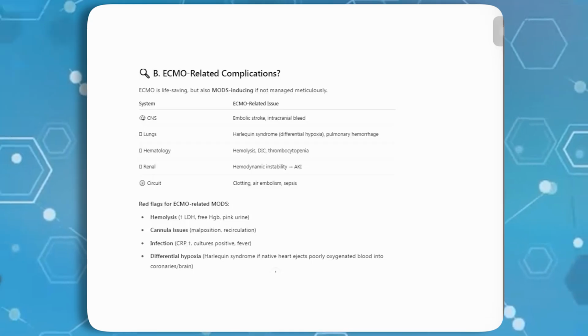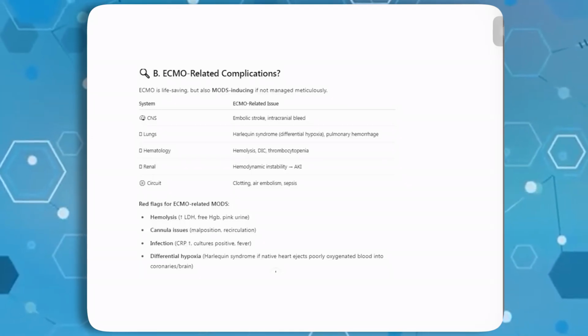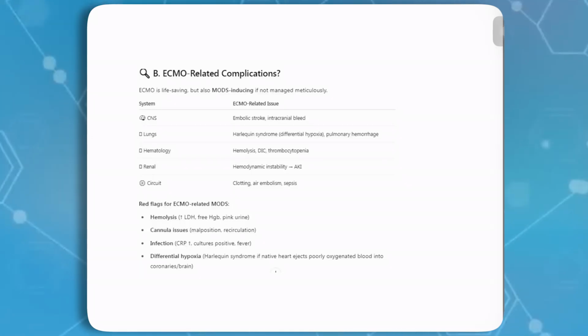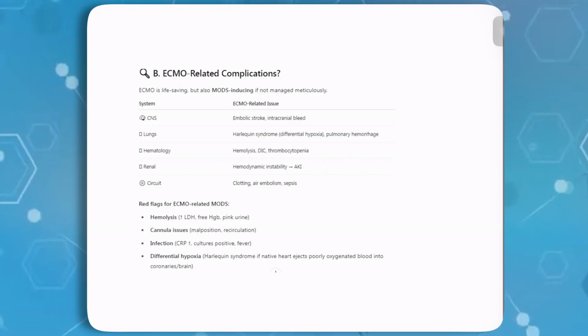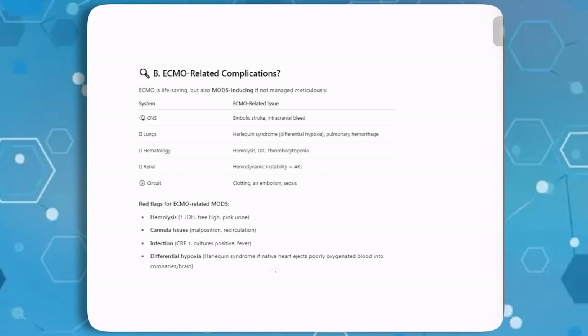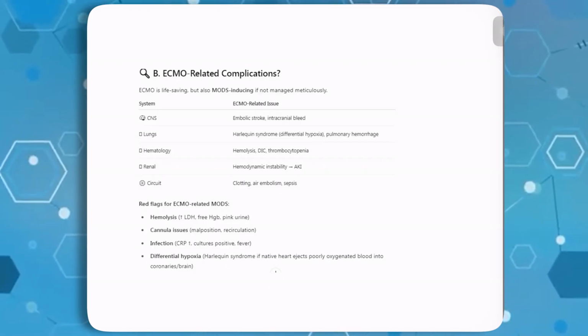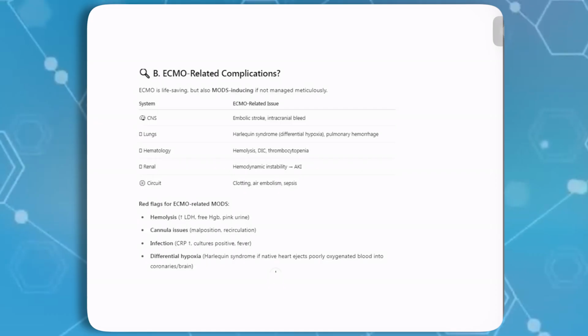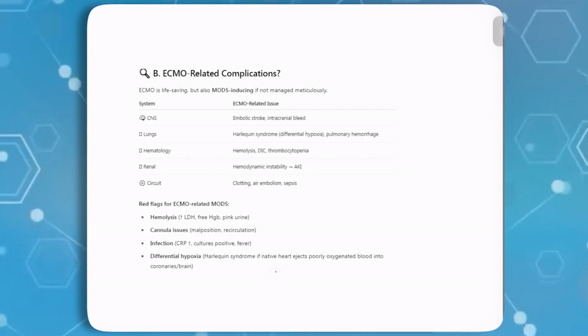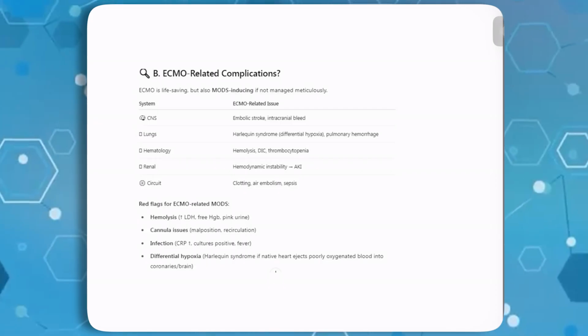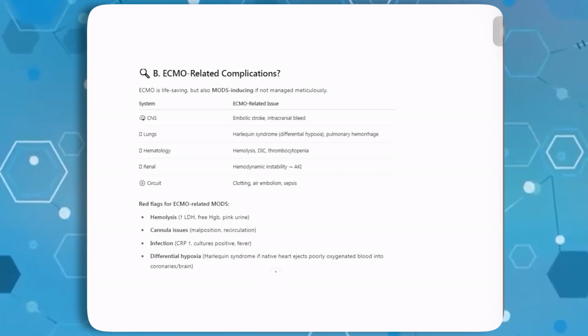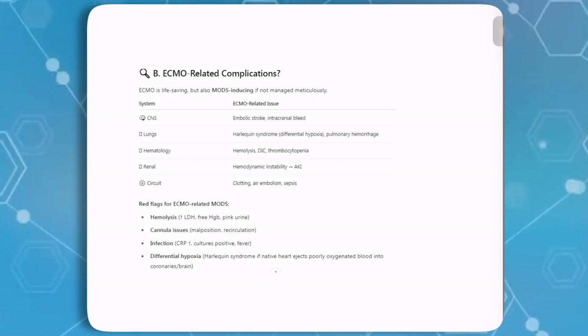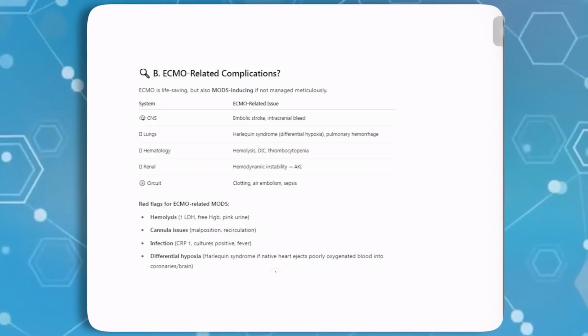Then pulmonary hemorrhage can happen secondary to DIC. Hemolysis, DIC, thrombocytopenia, all due to blood flowing through an external circuit can happen. Renal dysfunction, hemodynamic instability, AKI. This is a very, very common problem. So CRRT can be connected. And then circuit-related issues like clotting, air embolism, sepsis, all of them can happen.